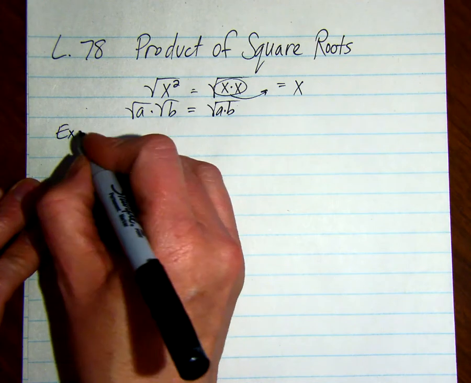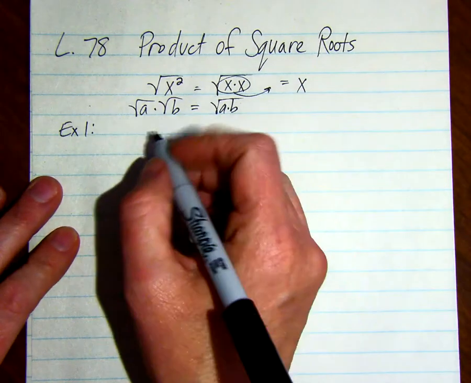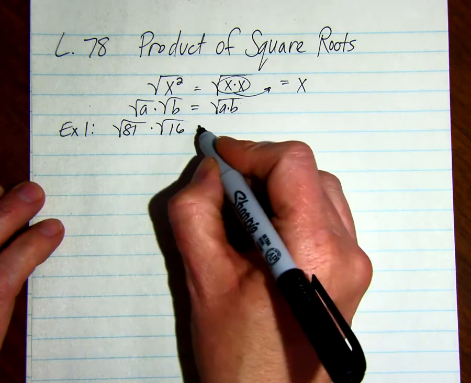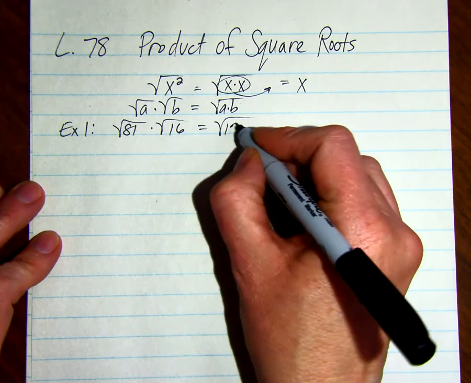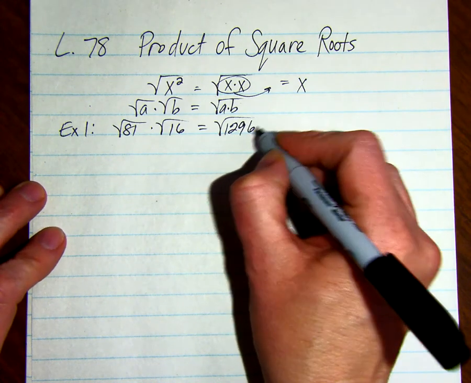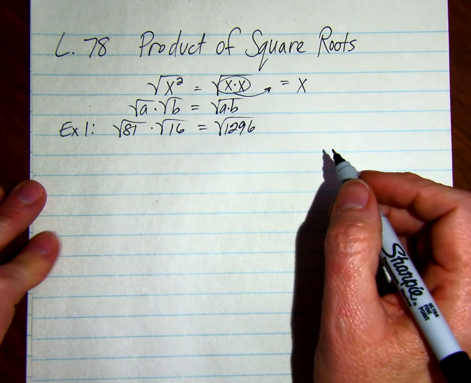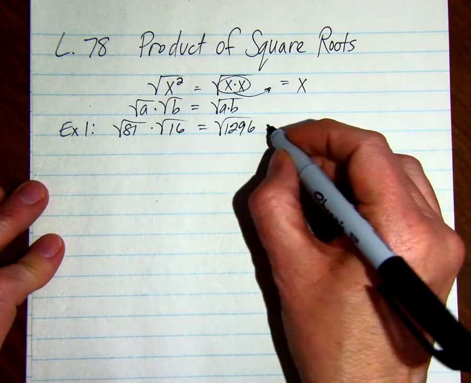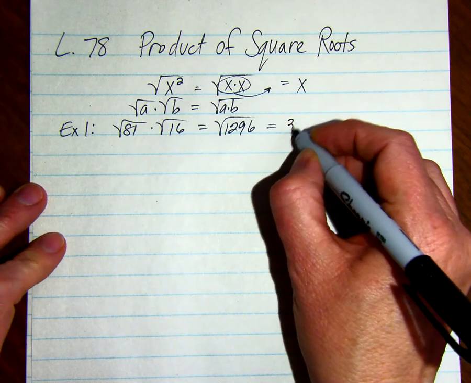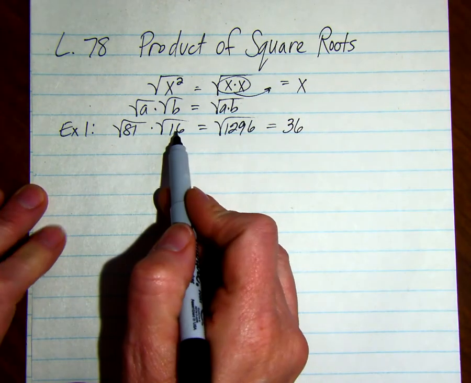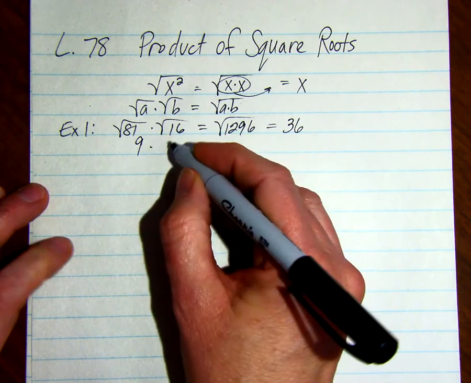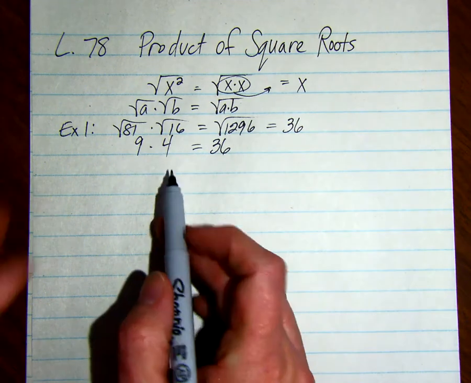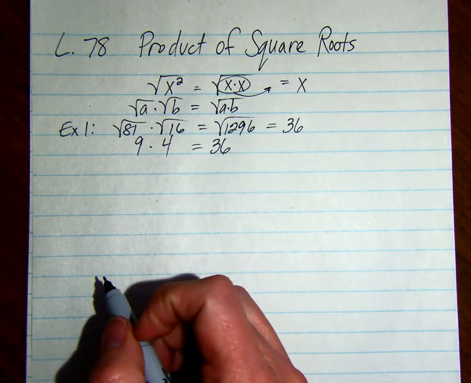So here's the first example. The square root of 81 times the square root of 16. If you multiplied those together, you'd get the square root of 1,296. That's going to equal 36. You could also take the square root of 81, which is 9, times the square root of 16, which is 4, and 9 times 4 is also 36. So we can do it either way.